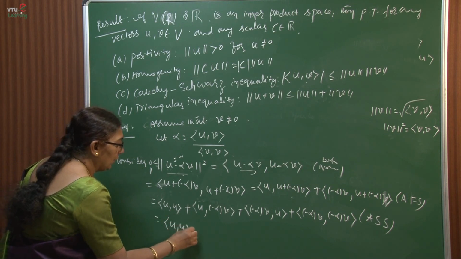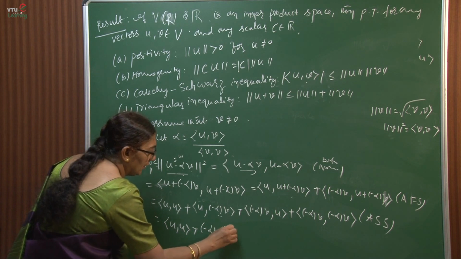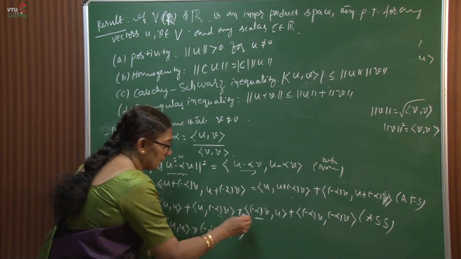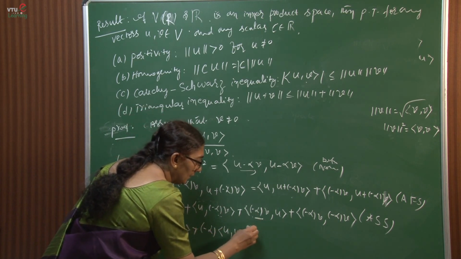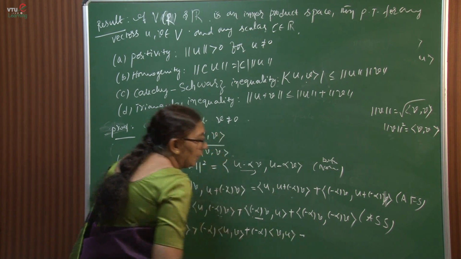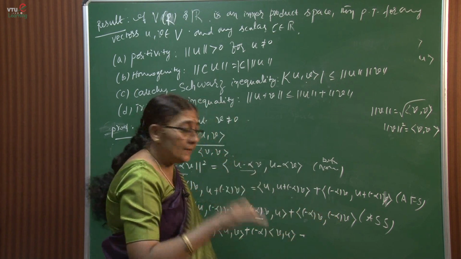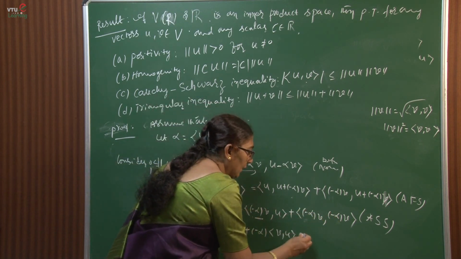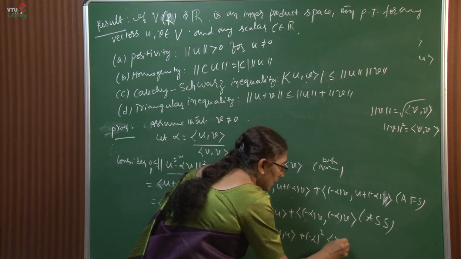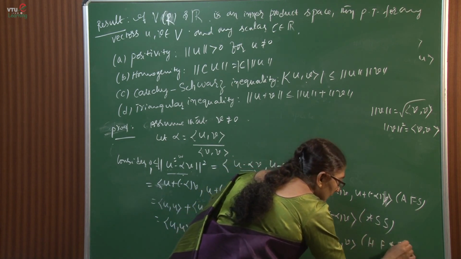Now move to homogeneity of the second slot. This can be written as minus alpha into the inner product of u comma v. Again, homogeneity of the first slot gives minus alpha into the inner product of v comma u. Now here you take homogeneity of the first slot and of the second slot. From both, what we get? Minus alpha into minus alpha, we get minus alpha whole square times v comma v.